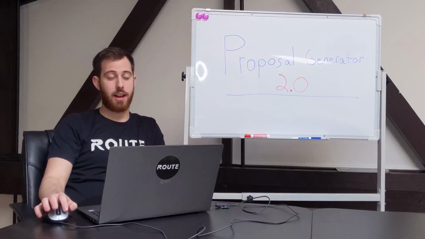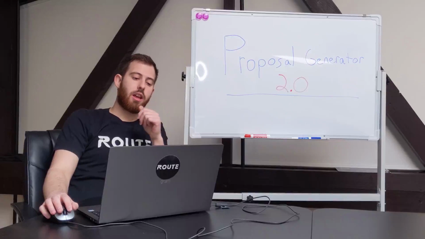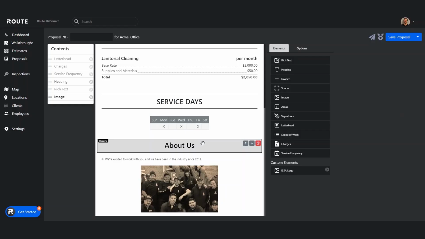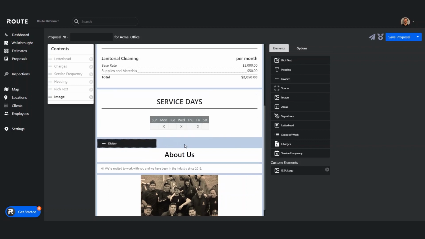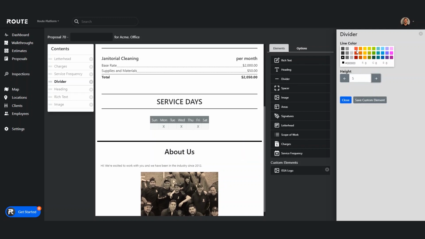Now, I have a little flair for design, and I think that right after the service days, jumping into the About Us without any kind of section break looks a little weird. So what I'm going to do is I'm going to use the divider element, which is a horizontal line, to kind of split them up. I can also adjust the thickness of this line, and I can change the color if I want to as well.